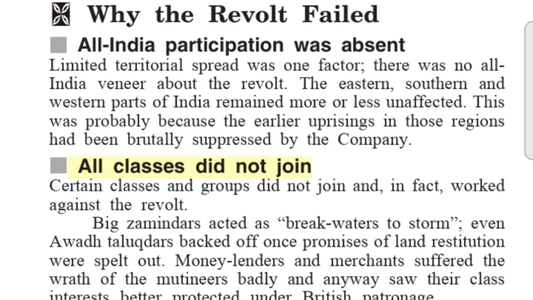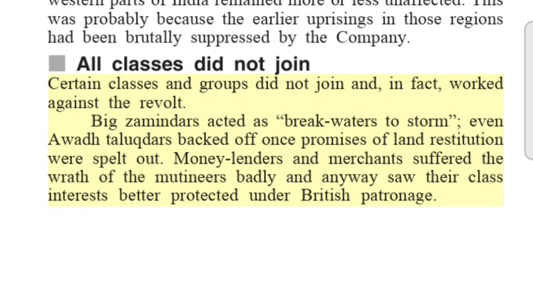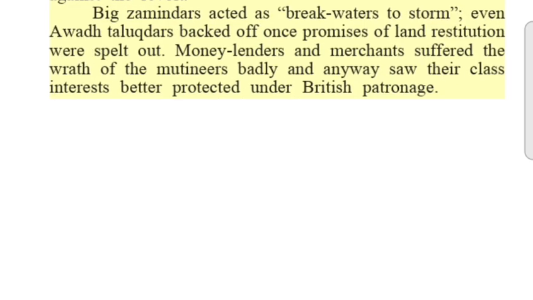All classes did not join. Certain classes and groups did not join and, in fact, worked against the revolt. Big zamindars acted as breakwaters to the storm. Even Awadh talukdars backed off once promises of land restitution were spelt out. Moneylenders and merchants suffered the wrath of the mutineers badly and anyway saw their class interests better protected under British patronage.